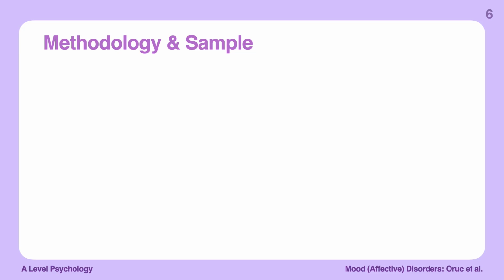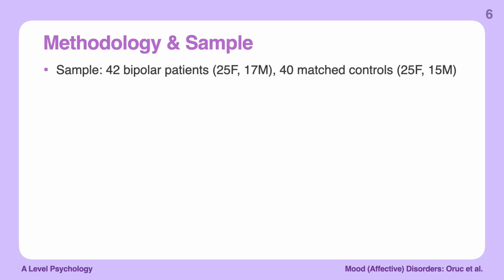The details of how you conduct research really matter for understanding what the results mean. Their sample included 42 bipolar patients, 25 females and 17 males, and 40 matched controls with 25 females and 15 males. So they tried to match the groups on gender, which is good practice, like making sure you compare apples to apples rather than apples to oranges.